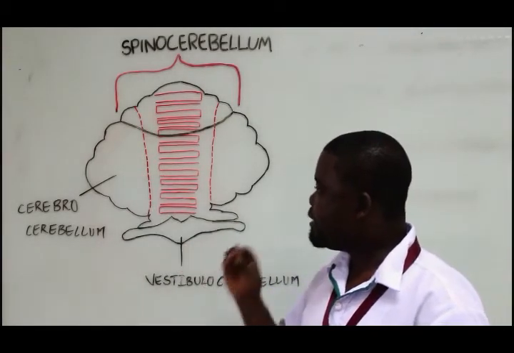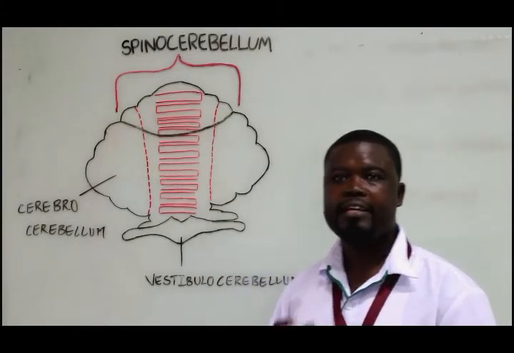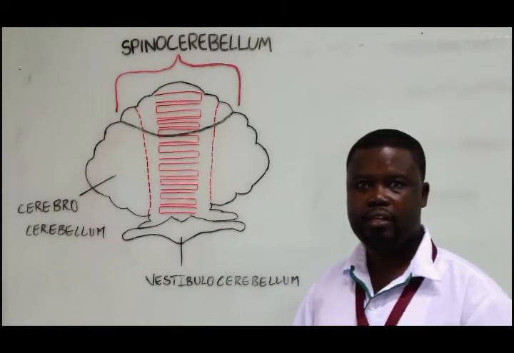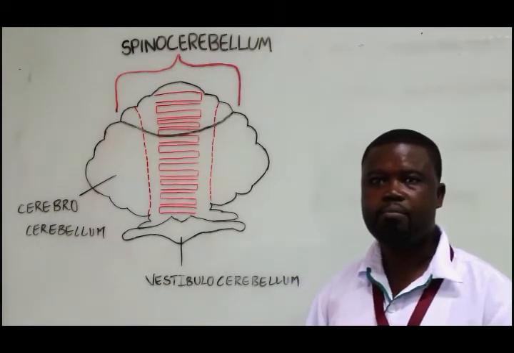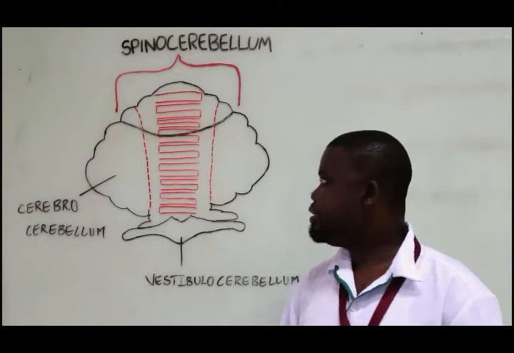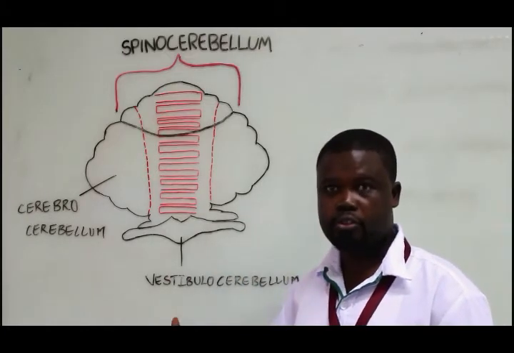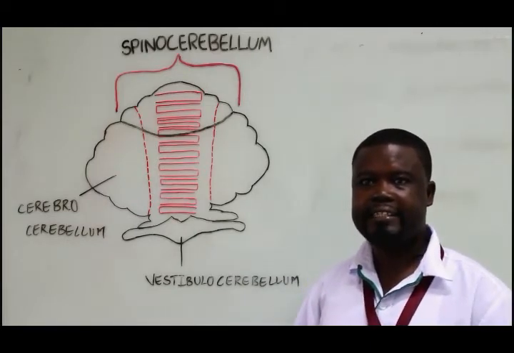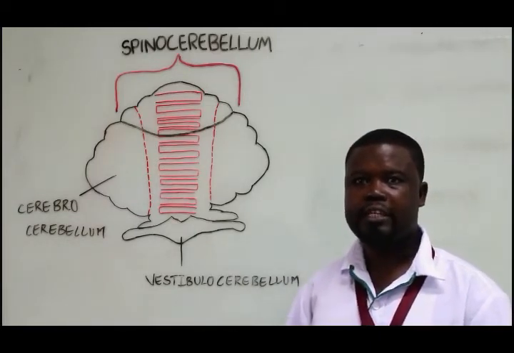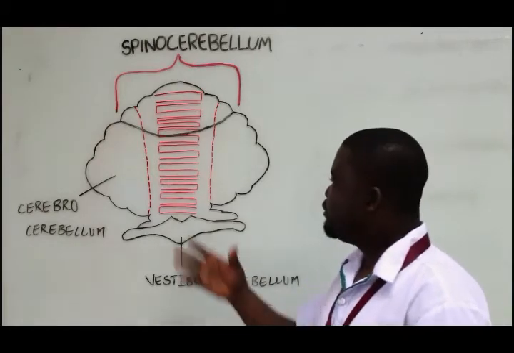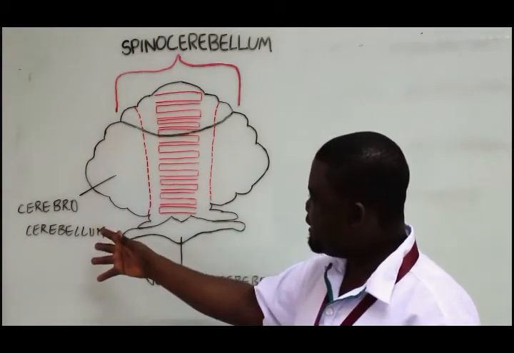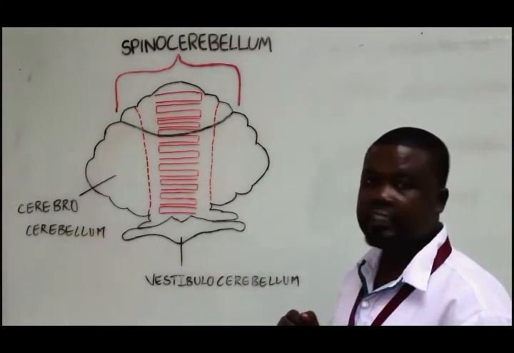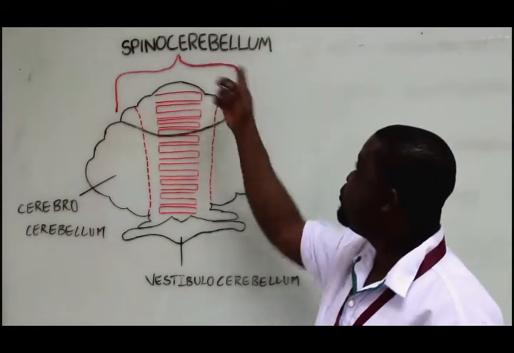So let's talk about the cerebrocerebellum. The cerebrocerebellum is formed by the lateral hemisphere, and it is involved in planning movement and motor learning. It receives its inputs from the cerebral cortex and pontine nuclei, and it sends output to the thalamus and the dentate nucleus. So that is all we can say about the cerebrocerebellum. Let's talk about the spinocerebellum.